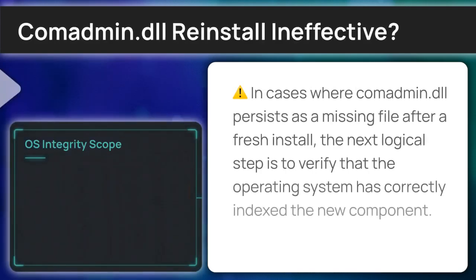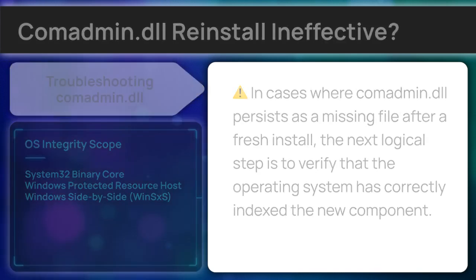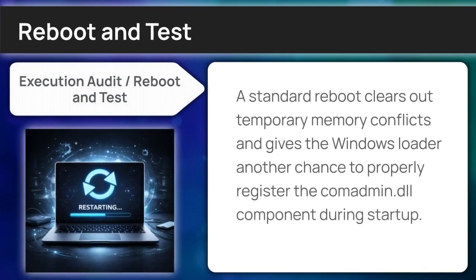Should the file remain missing after a reinstall, we need to ensure that the operating system is forced to re-index its shared library paths. A quick reboot can determine if the error is transient. While it won't fix a deleted file, it can re-establish the connection between your software and the Comadmin library file if the path was temporarily busy.